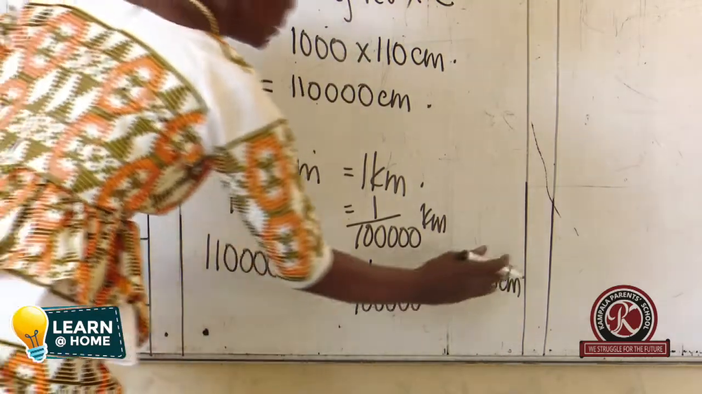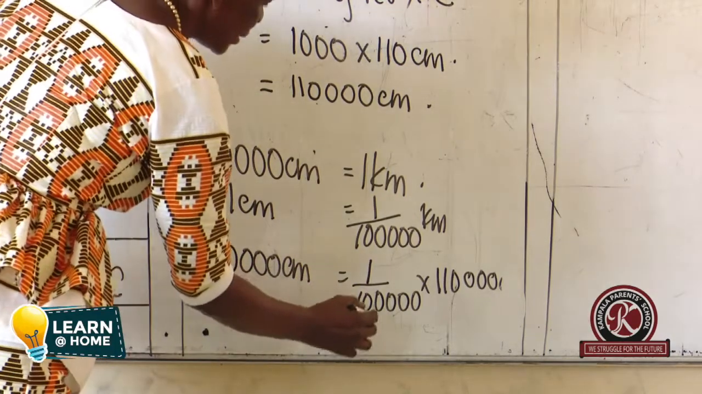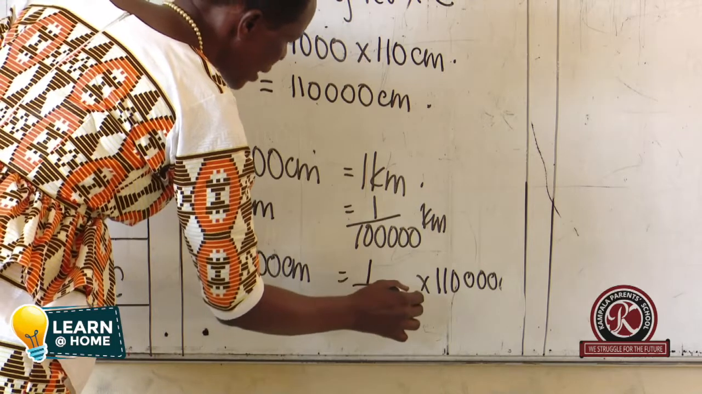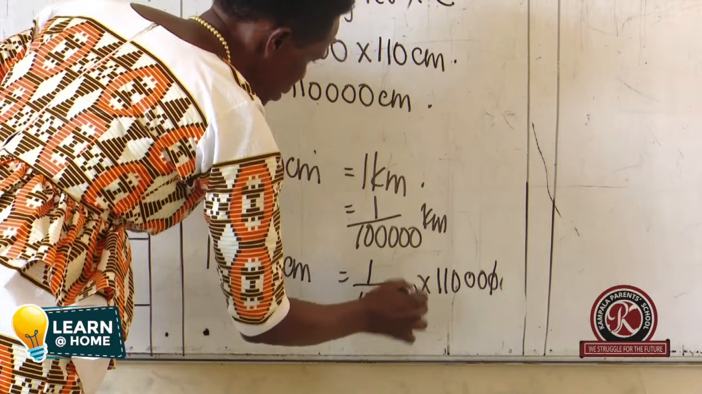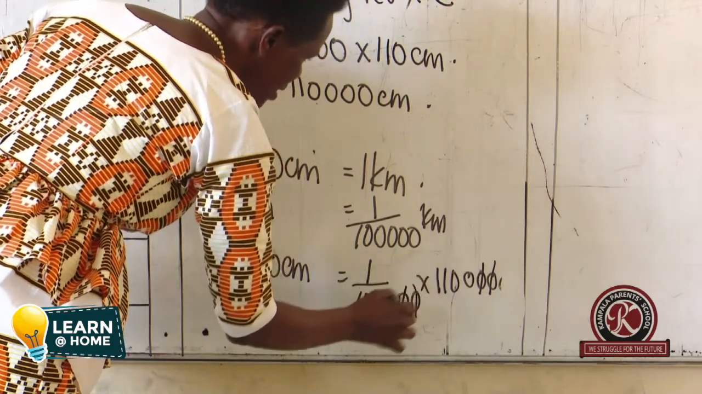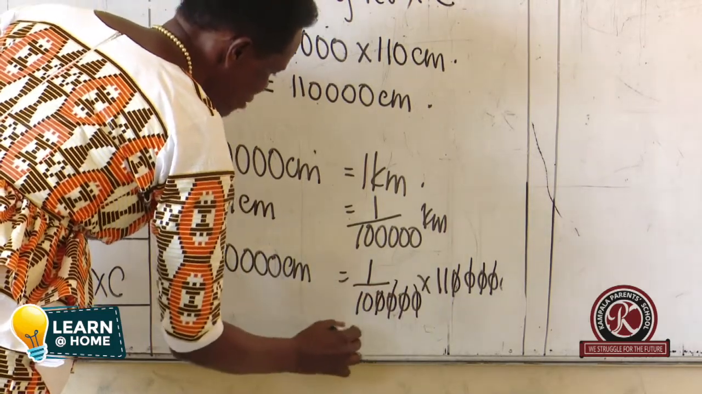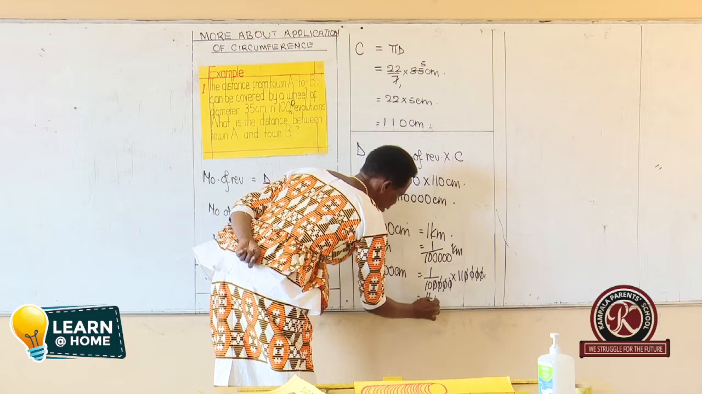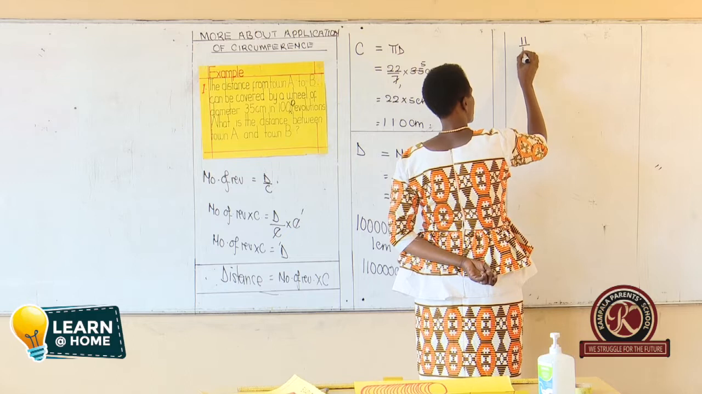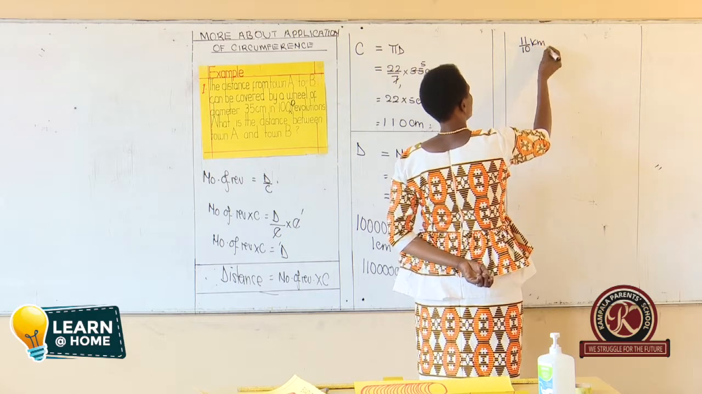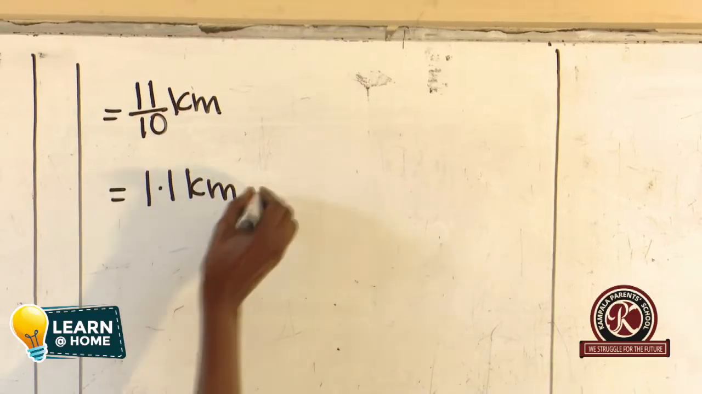centimeters. Kilometer. 100. We are now changing. So what do we get here? Because we have read the kilometers here, so we cancel how many zeros? 1, 2, 3, 4. This one will go with this. This 0 will go with this 0. This one will go with this. And the last one will go with this. What do we have? We have 11 out of 10 kilometers, which is equal to 1.1 kilometers.